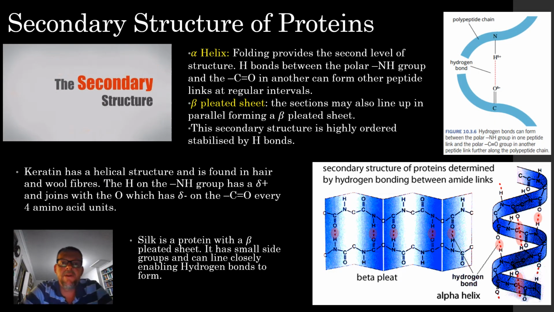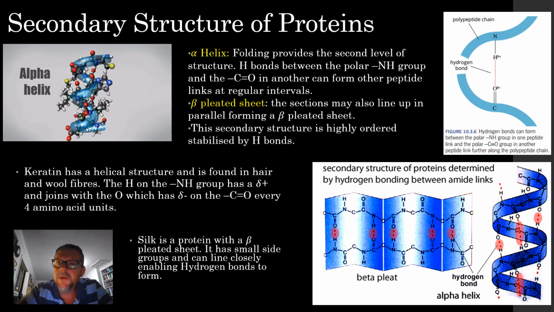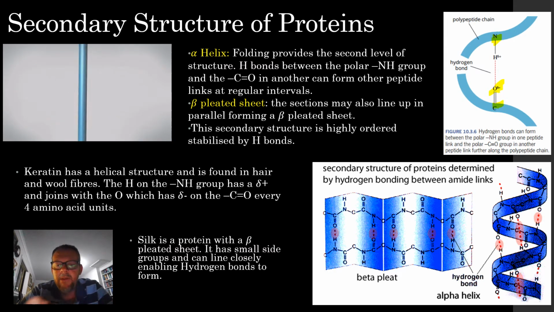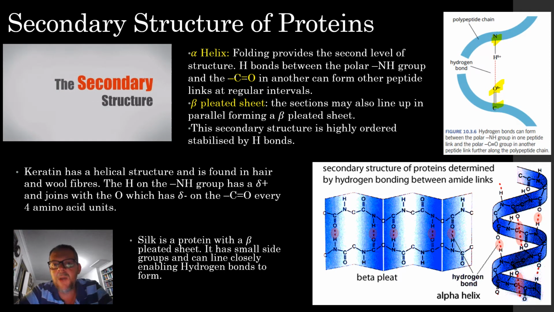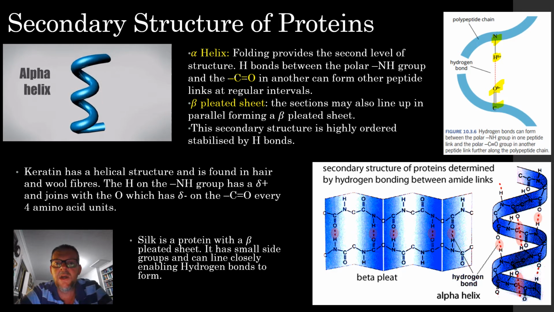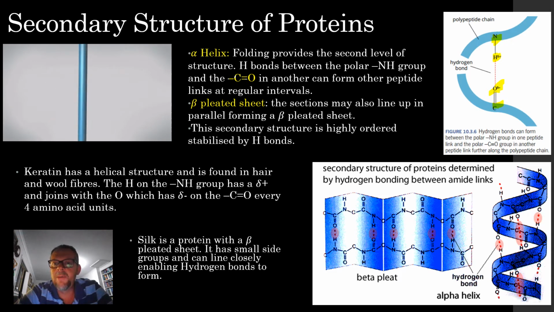Okay, the secondary structure of proteins. Now we'll have a look at first of all the hydrogen bonds. So between particularly the carbon double bond to the oxygen. So the oxygen has a negative partial charge, then the hydrogen has a positive partial charge. And so you're going to get some different types of folding in your polypeptide chain.